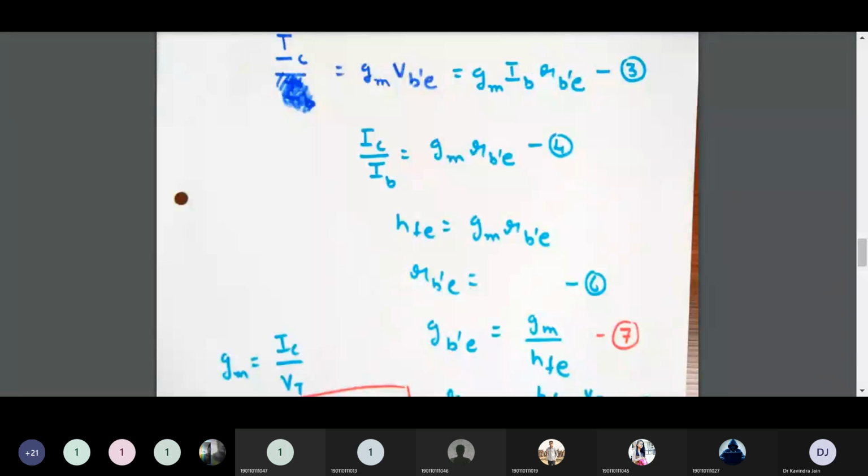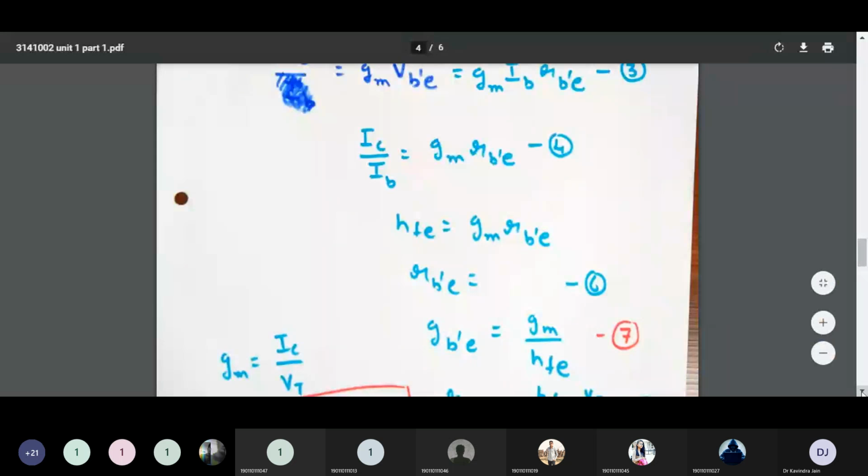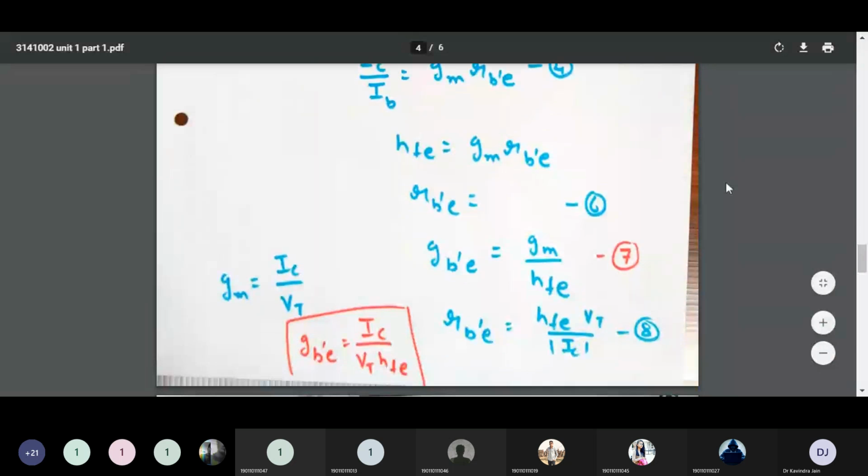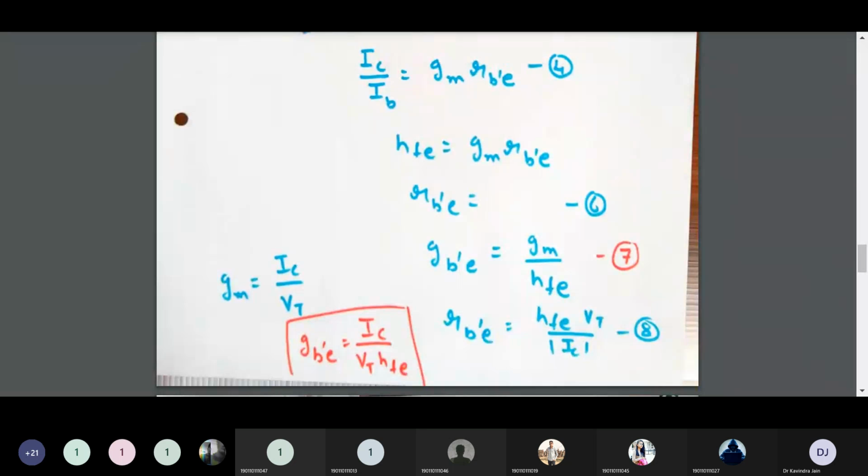So beta, this equation is this, right? Yes or no? Yes, sir. So we were required to calculate GB dash E. That was our aim, to calculate this thing, GB dash E.